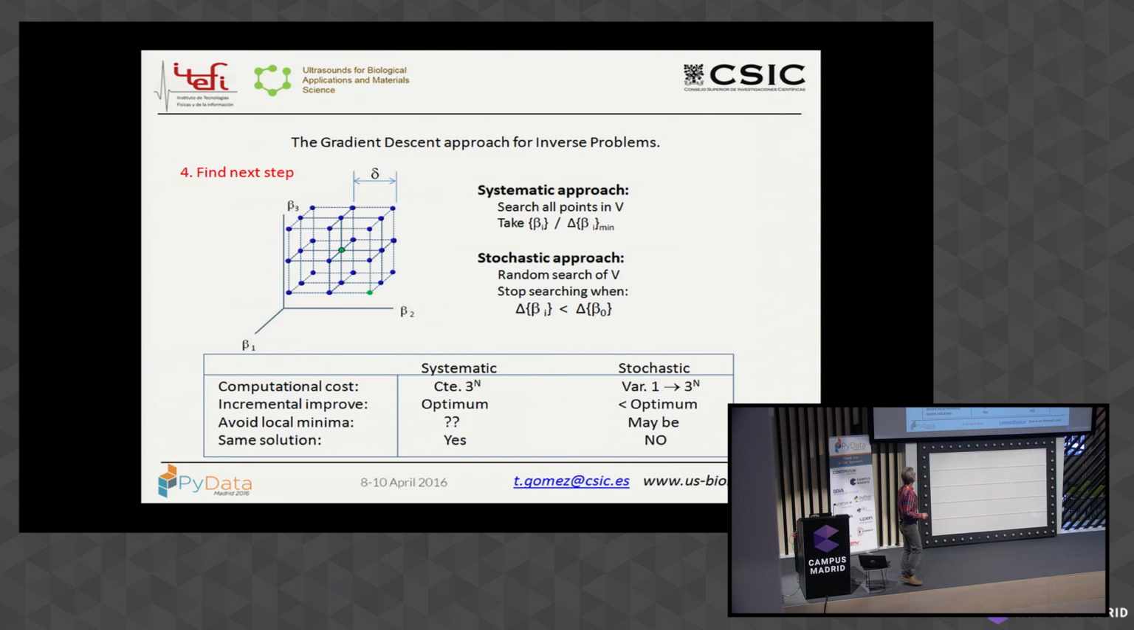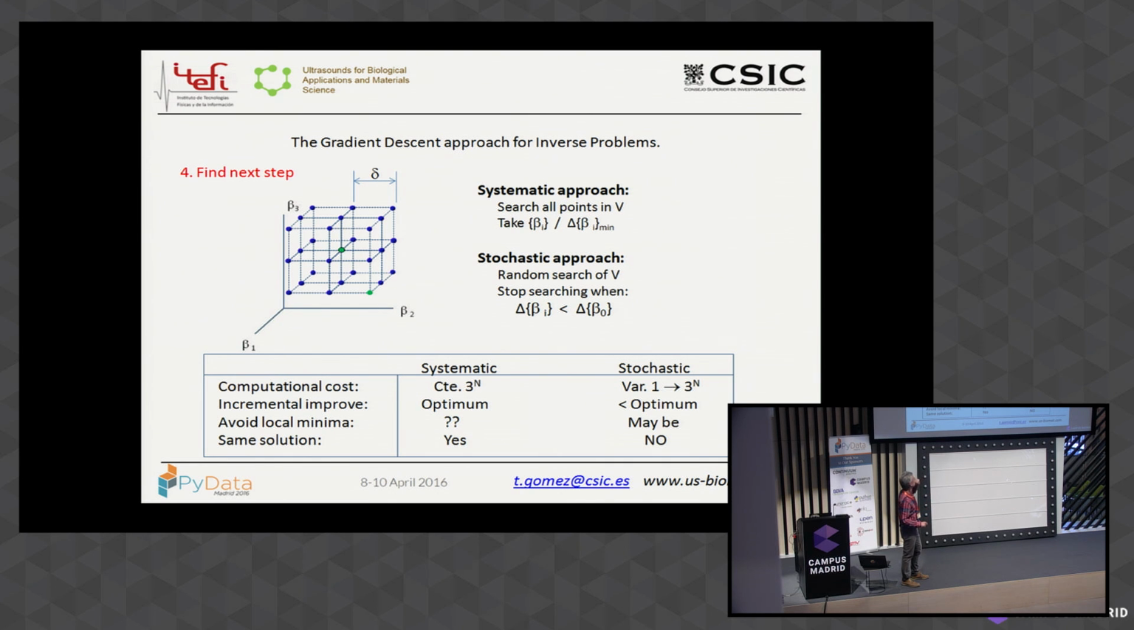So what are the main differences? Well, the computational cost. In the first case, it's going to be constant, 3 to the n, where n is the dimension of the problem. But in the second case, it's going to be variable, clearly, because if you are lucky enough, you just take one step, search one point, and go in that direction. The incremental improvement, so how much you reduce the error at every step, is going to be different. In the first case, it's going to be optimum. You are getting the best improvement in the error you can, but in the other case, not.